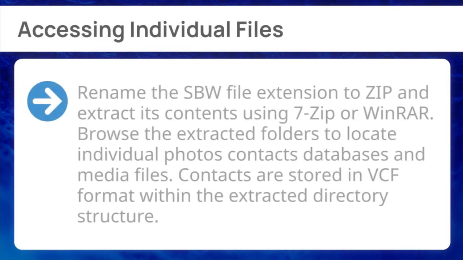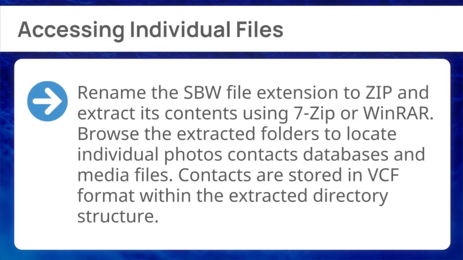Next, accessing individual files. Rename the SBW file extension to zip and extract its contents using 7-zip or WinRAR. Browse the extracted folders to locate individual photos, contacts, databases, and media files. Contacts are stored in VCF format within the extracted directory structure.